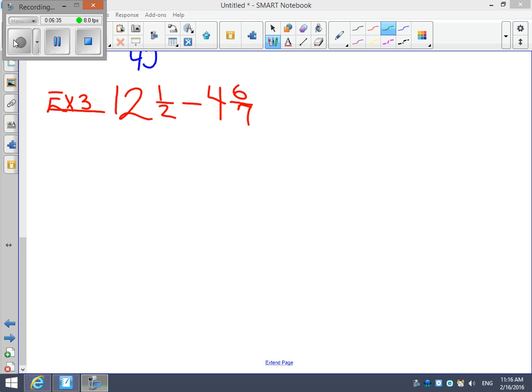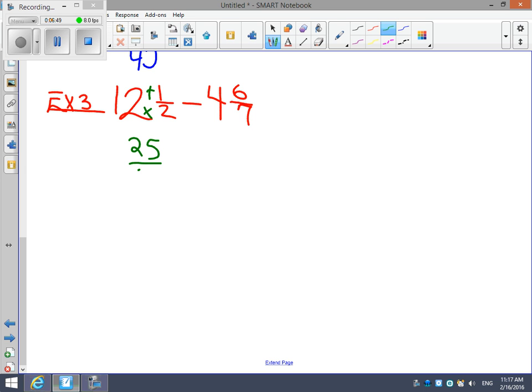So this one we have a mixed number again. So we're going to go 12 times 2 plus 1, which would equal 25 halves. Subtract 4 times 7, which is 28. And then you add 28 to 6, which is 34. So you have 34 sevenths.